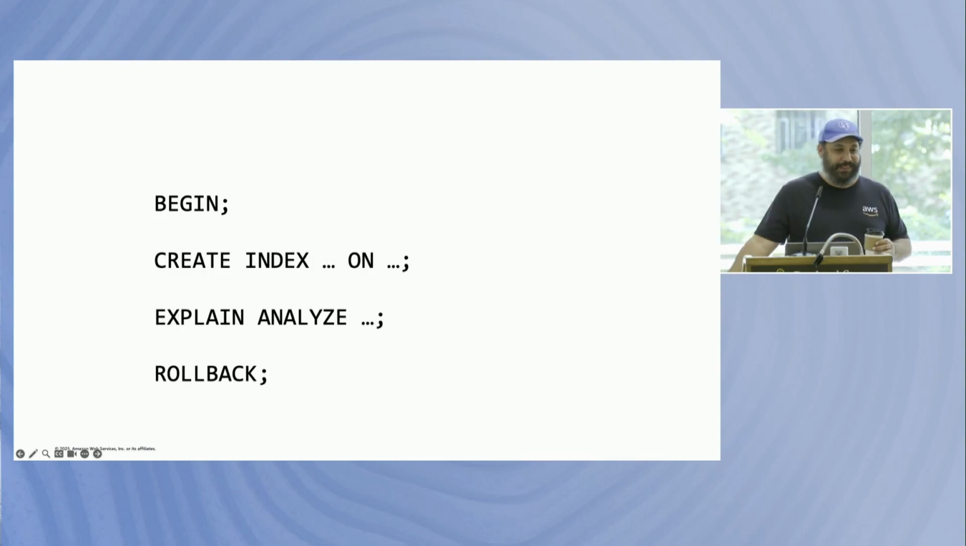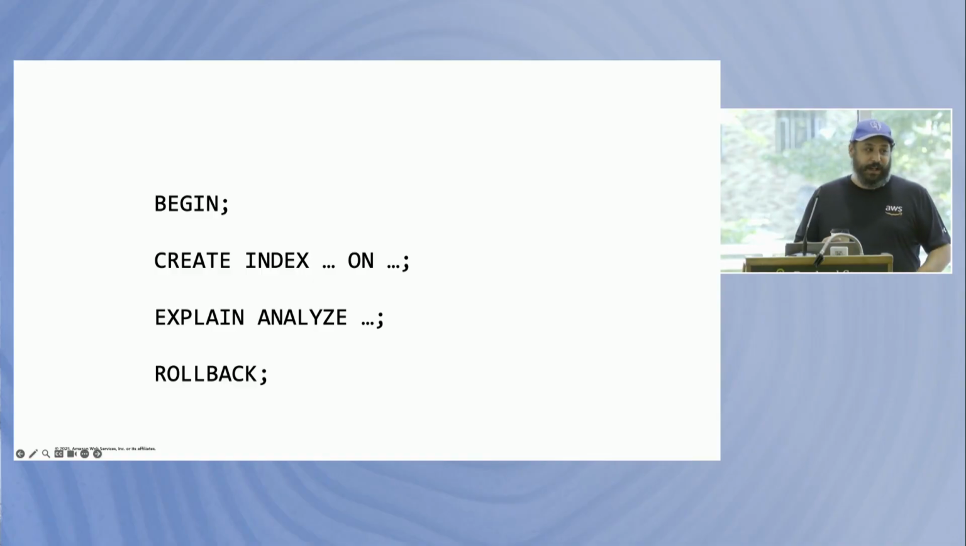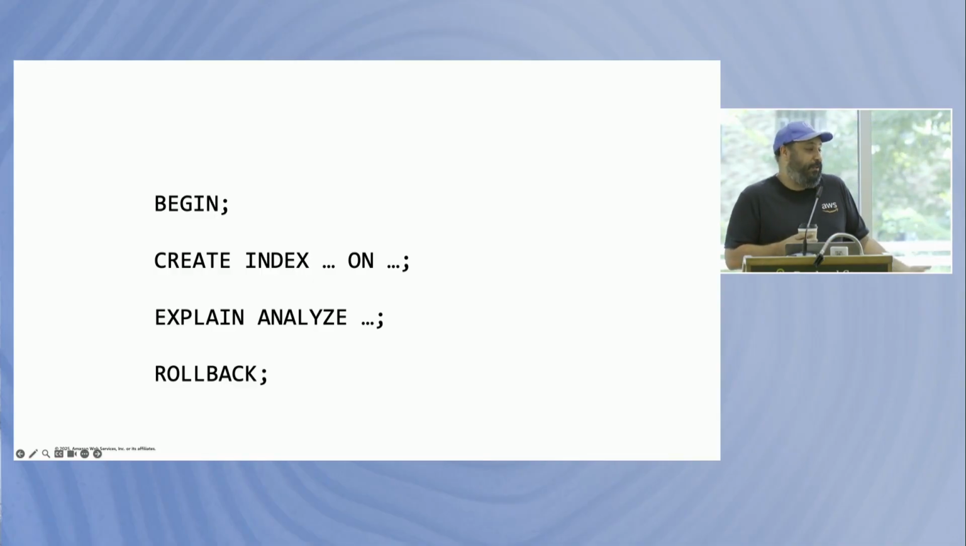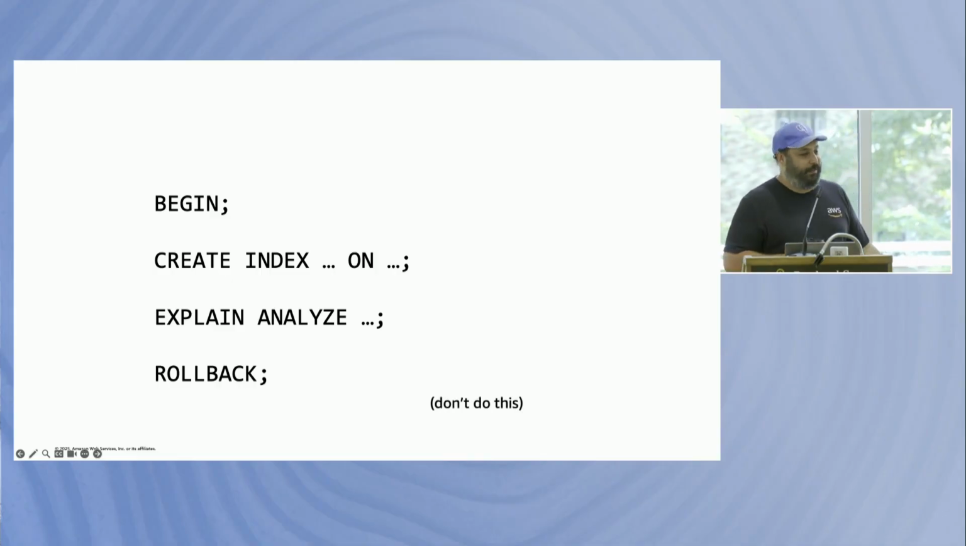So I'm giving this example, which is what you can do is start a transaction. You can create an index on your table and then run explain analyze on the query. And only that session will see this index. And then you can see, does it actually help me or not? If the index doesn't help, you can roll it back and the index goes away. And isn't that magical? But don't actually do that.